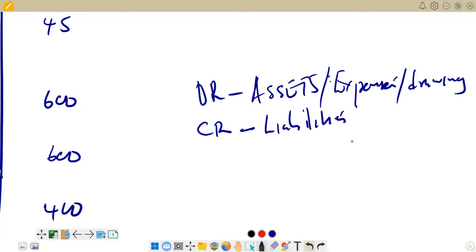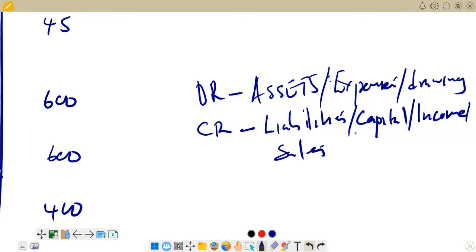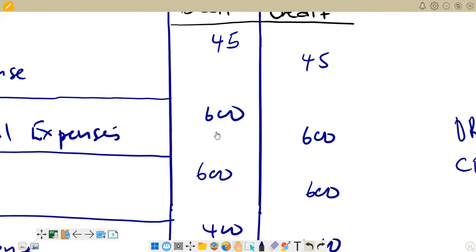Liabilities. We also have capital, income, discount received, rent received. Those are incomes, and they have a normal credit balance. We also have sales as a common account. Sales also is credited. So what happens with these accounts when they are credited? It's a positive, it's a plus, but when they're debited, it's a minus. So this is the starting point that we can use so that we are not confused.